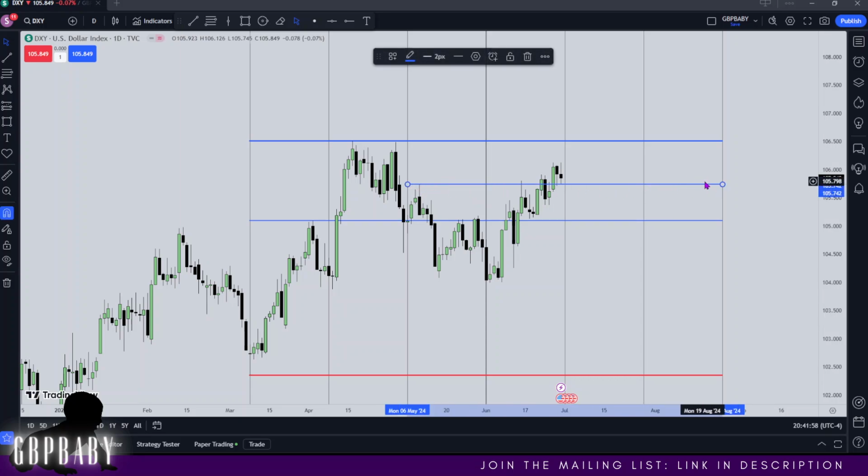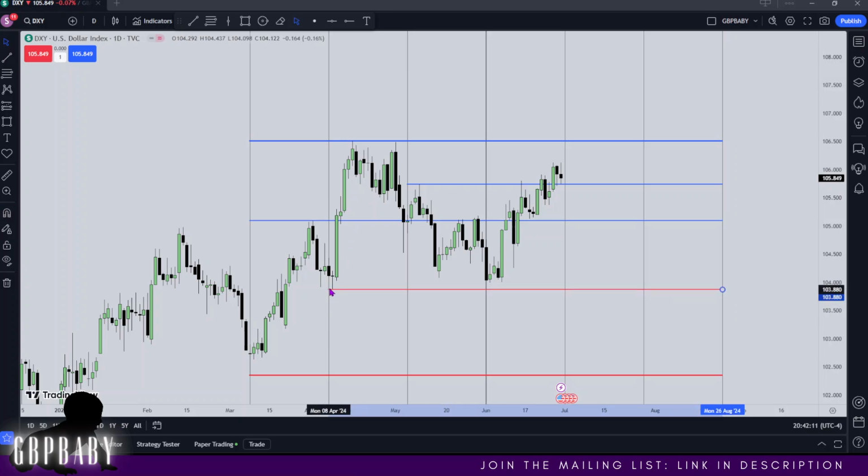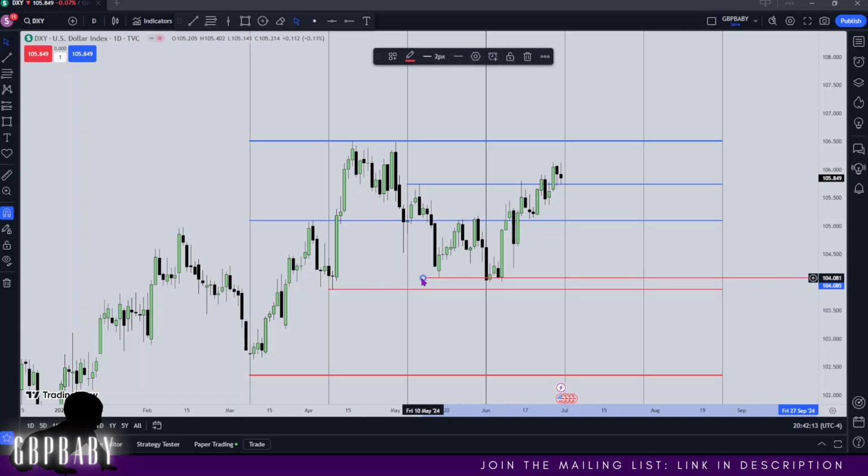It might get quite messy quite quickly, but we'll see. Then we also want to do the same with the lows. So obviously this is the lowest low of the period, this is the lowest low of this period. So let's get that dragged out. And then we want to look at this low as well.